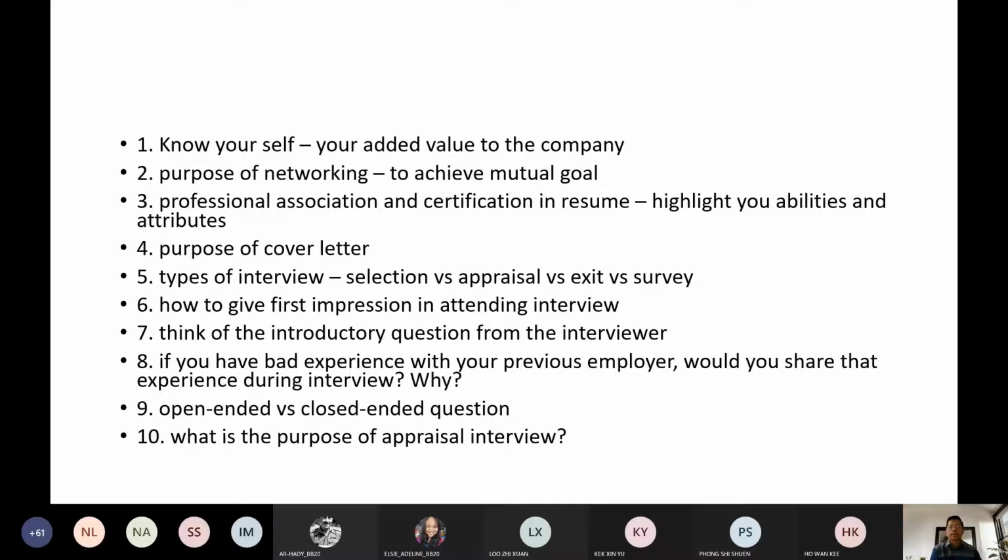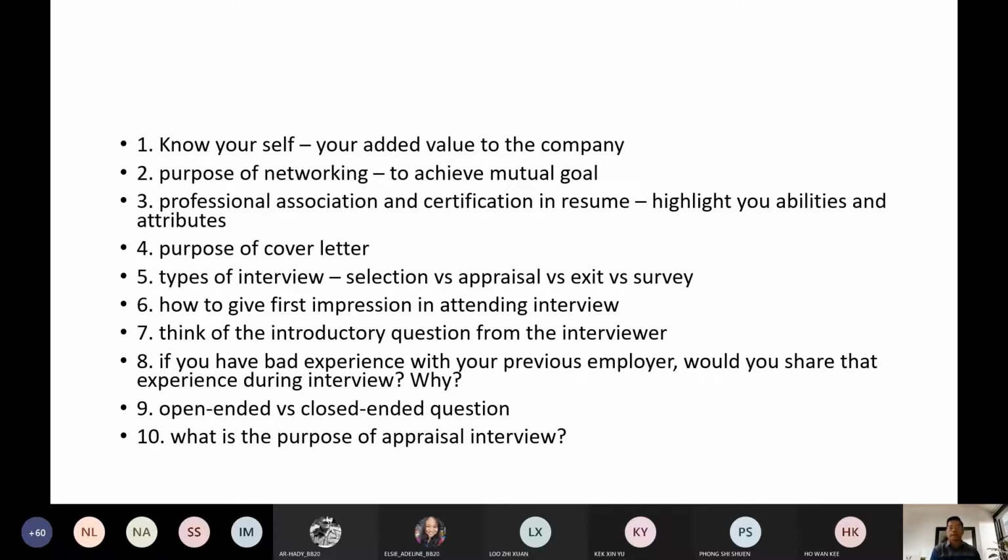But selection is meant to be used during the recruitment phase. When we want to apply for a job, then attending employers will do some selection. So that first interview is called selection interview. Appraisal interview is meant for those who are already employed in the organization and are potential to be promoted to the next level, to the upper position. So this is what we call appraisal interview.